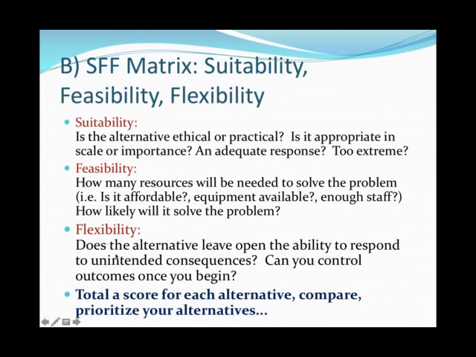Flexibility is, does the alternative leave open the ability to respond to unintended consequences? So once I've started, is it easy to go back and choose a different option? Or once I've made this choice and started to implement the choice, is there no going back? And also, can you control any of the outcomes once you begin? Or once you begin, you can't control any of the outcomes anymore. And then you total the score for each one.